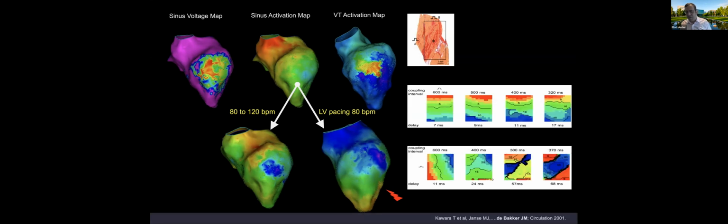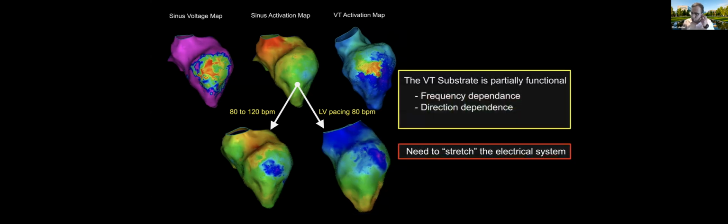And that goes back again to work that was published many years ago by Janssen and Alessi, showing that activation slowing or block is determined by the cycle length and the wavefront. So the VT isthmus is partially functional, it's frequency dependent and it's direction dependent.